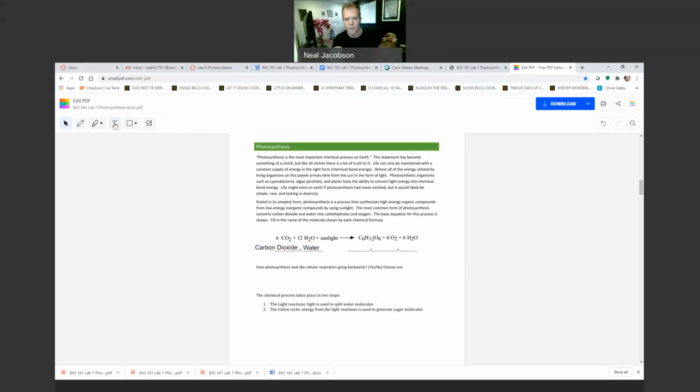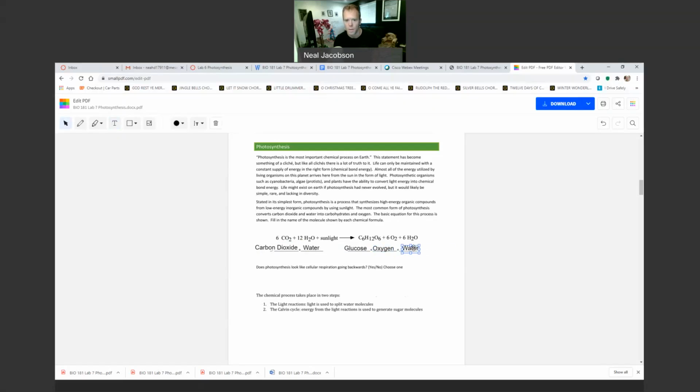And then we've got glucose. You can just type in sugar too if you want. Glucose, specifically glucose. Oxygen. That's oxygen gas that's created as a byproduct. And then finally, water on the other side.